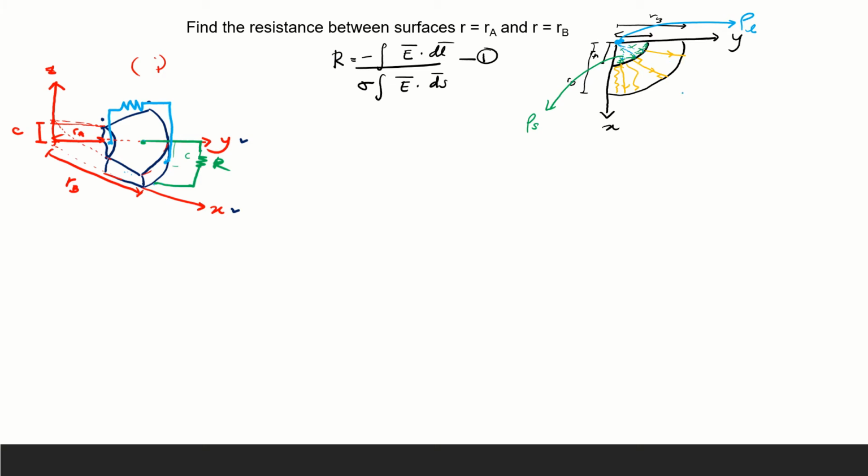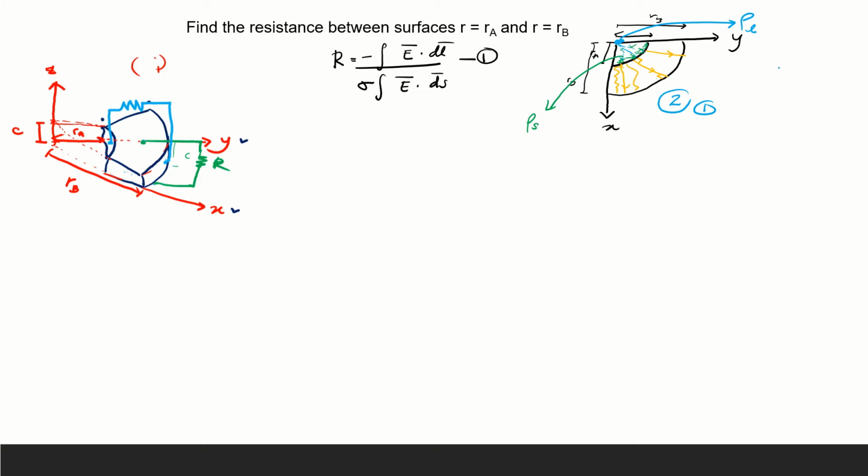So there are actually two possible sources for this electric field to be produced. One is from the surface of RA. Another one is from the line charge which exists along the z-axis.